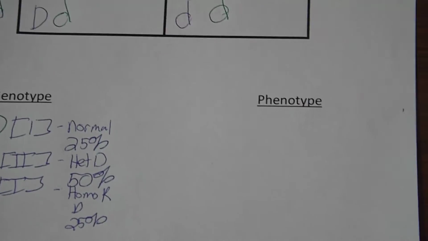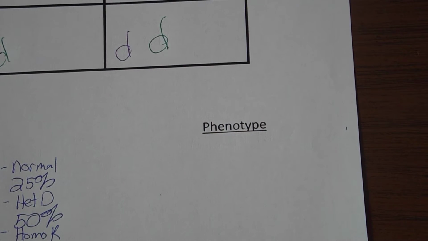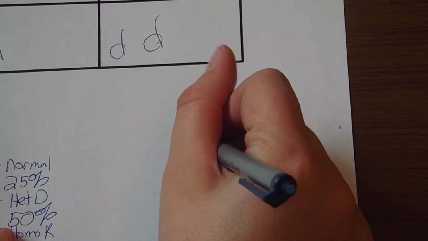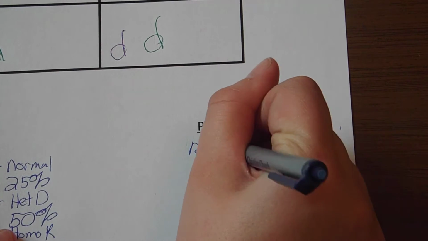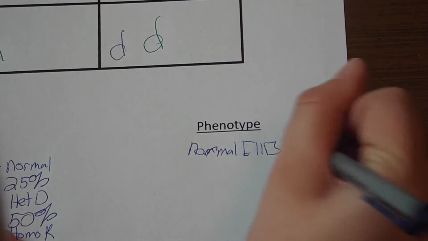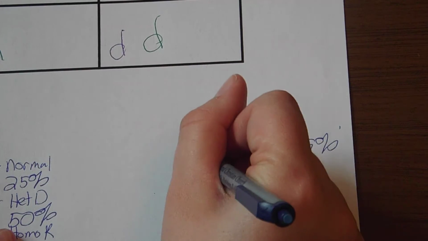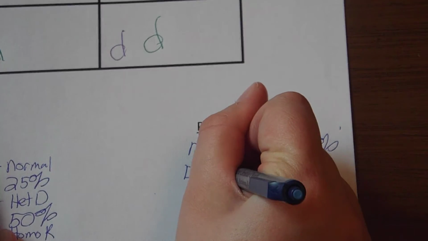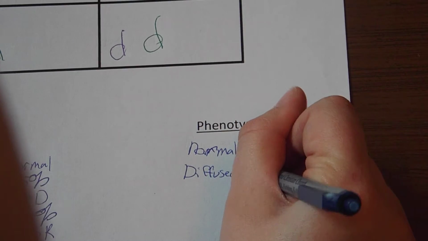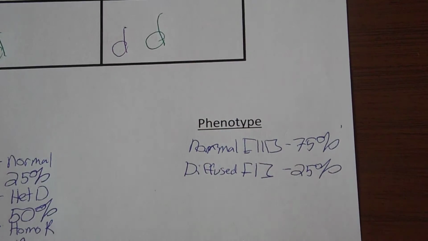And the phenotype is going to be a lot more complex than the previous ones. Because normals and hets both appear as normals, there are actually 3 of those. Which would be 75%. And there would be only 1 diffused. I apologize for my handwriting, it's not good. It's never been good and it's never going to get good.